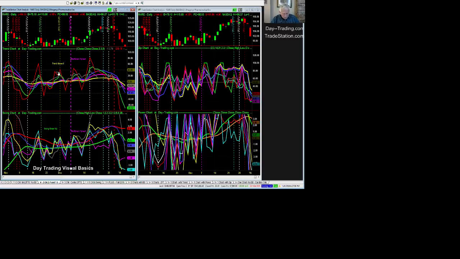In fact, let me draw a rectangle and show you what this is doing here. That blue box shows the consolidation period that we're in, and in fact, the next day, if I drag this one more, that green candle has gone above the box.